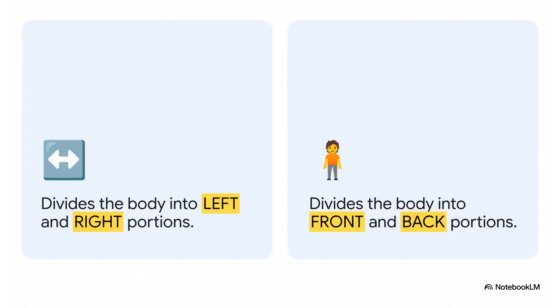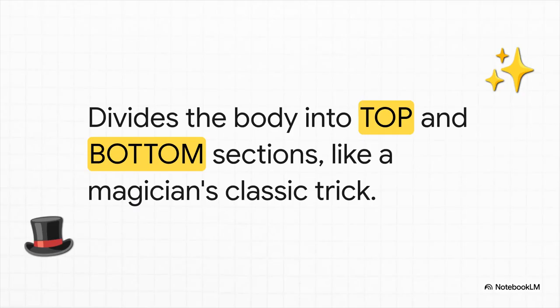Now, to build our 3D map, we use these three imaginary lines or planes. The first is the sagittal plane. It slices the body cleanly into left and right halves. Then you have the frontal plane, which divides you into a front portion and a back portion. And the final piece of the puzzle is the transversal plane. This one cuts you right across the middle, creating a top and a bottom half. Kind of like that classic magician's trick. And boom! With those three planes, we can now pinpoint any location anywhere in the body.